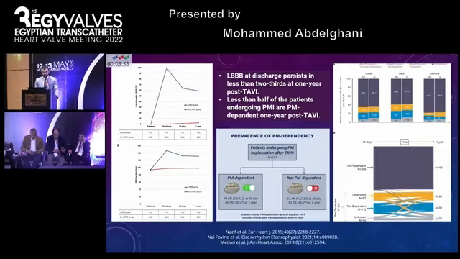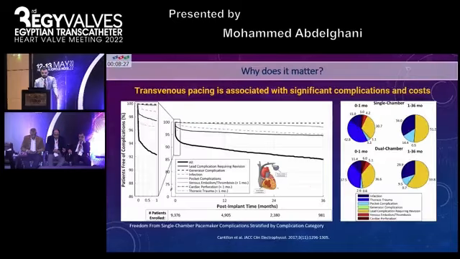It is also imperative, and a bit counterintuitive, that many of these conduction disturbances vanish over time. Almost a third of left bundle branch blocks are not there anymore at one year. And what is really interesting, and has to be taken into consideration, is that so many of our pacemaker recipients are not pacemaker dependent in the intermediate term after the procedure.